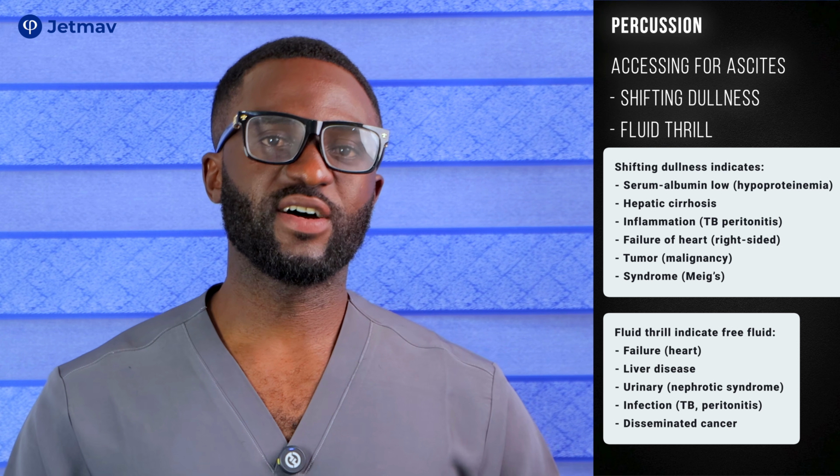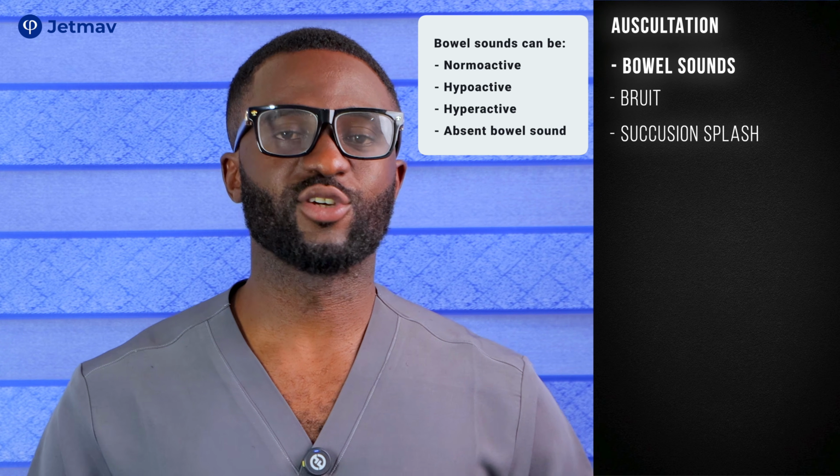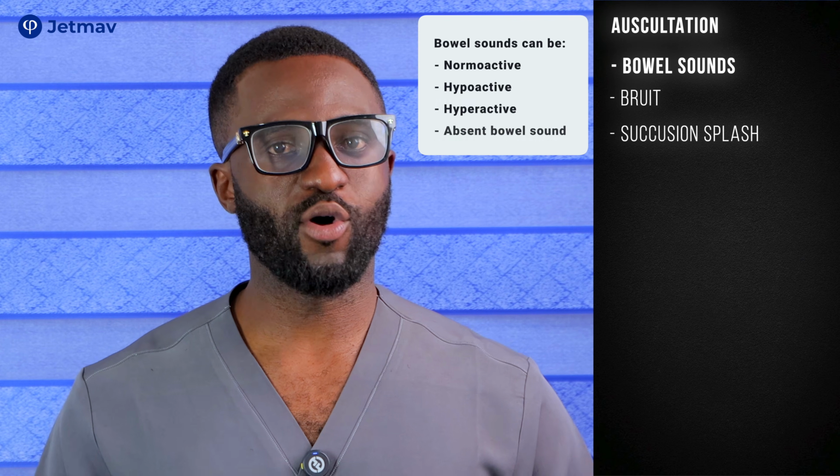Then we are going to move over to the last part, which is auscultation. You auscultate for bowel sounds, you auscultate for bruit. Then you also use it to check a special test called succussion splash. So bowel sounds are sounds due to peristaltic movement of the abdomen. It can be normoactive, hypoactive, or hyperactive. In some situations, you can have absent bowel sound.